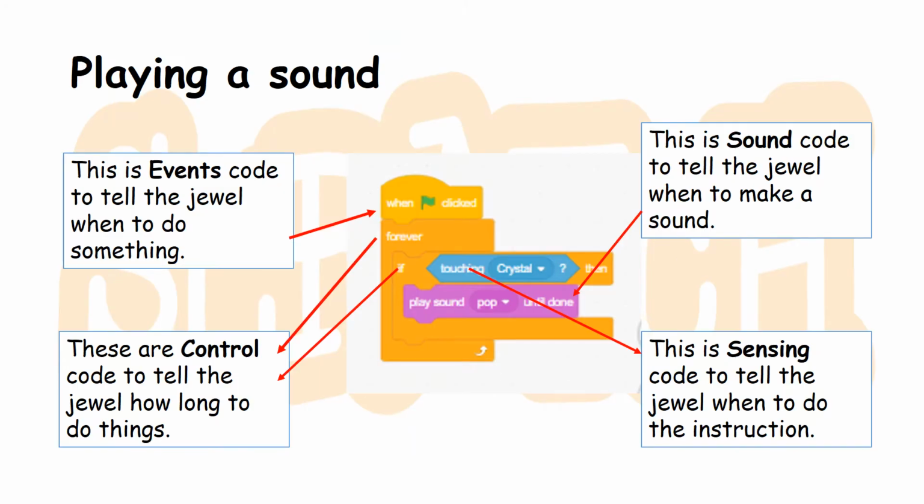So, playing a sound. The yellowy orange code is events code, and it tells the jewel when to do something. The orange code is control code. They tell them how long to do things for. So they say to do it forever, but they tell them to do another instruction if they're touching the crystal. So the sensing code is the touching code. The sound code tells them when to make a sound.